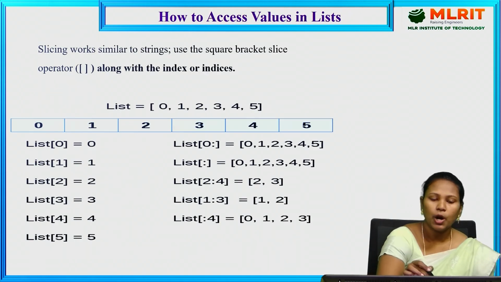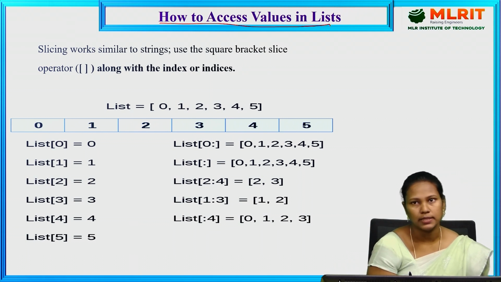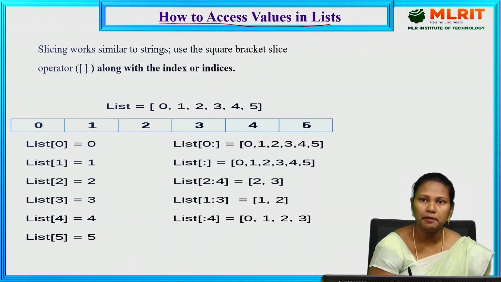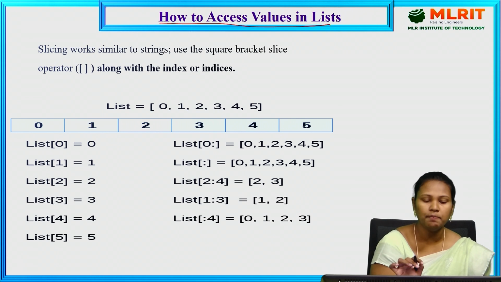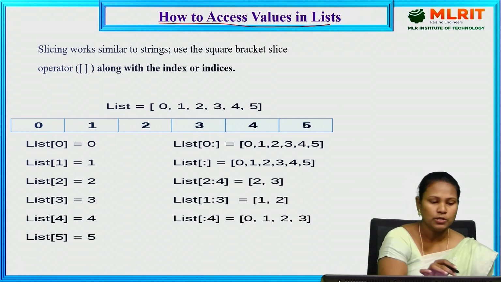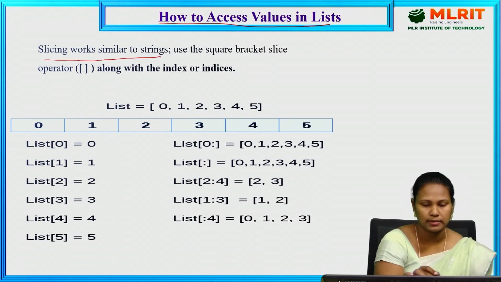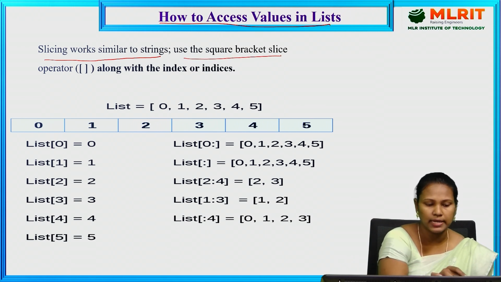Now, how to access values in the list? If you want to access any value in the list, like in a string, where we access one particular character, in the same way, if you want to access one particular value, we use indexing and slicing. Slicing works similar to strings. Use the square bracket slice operator.